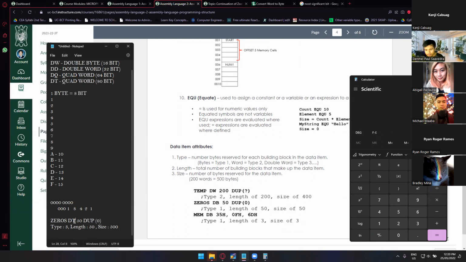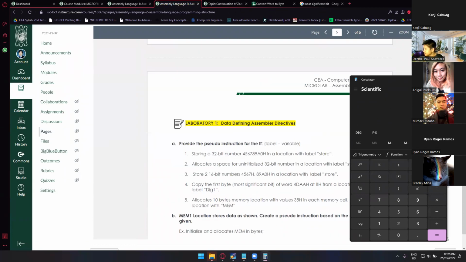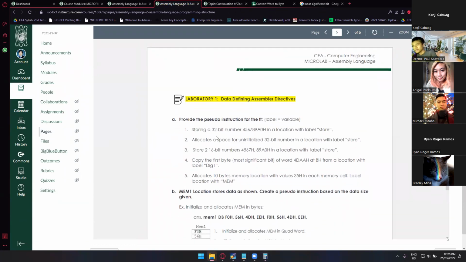Okay. Well, if it's DT now, of course, the type now is 5. If it's DQ for quad word, it is 4. So that's it for the data item attributes. Now, let's move on to your lab number 1.